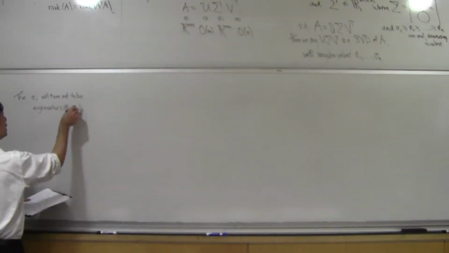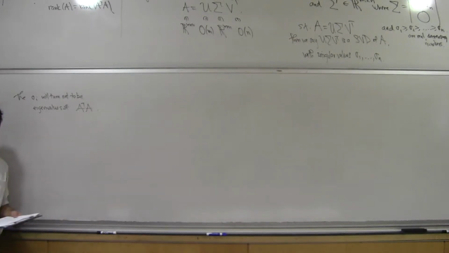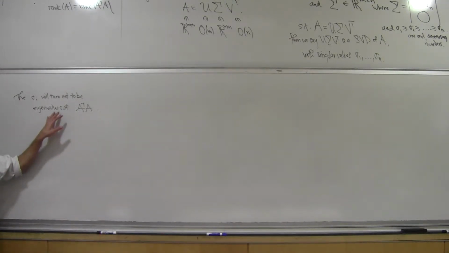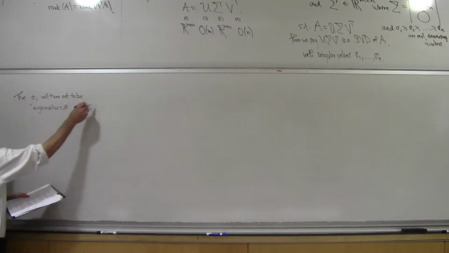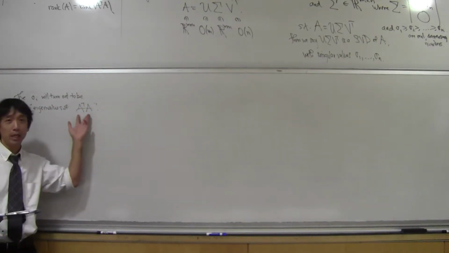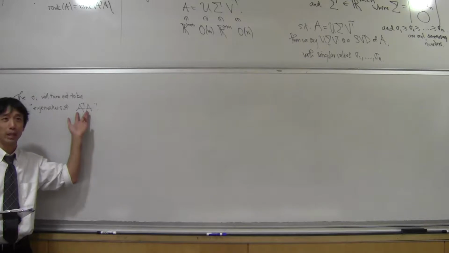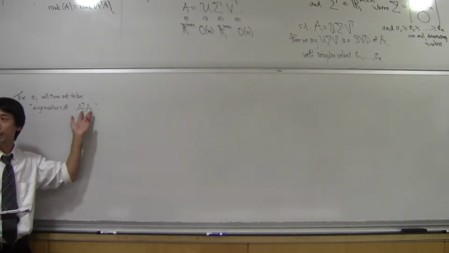What they turn out to be are the eigenvalues of A transpose A. Okay, I'm going to fix this. This is a lie right now. It's not true yet. Something like the eigenvalues of A transpose A. A transpose A is a square matrix. It's an n by n matrix.